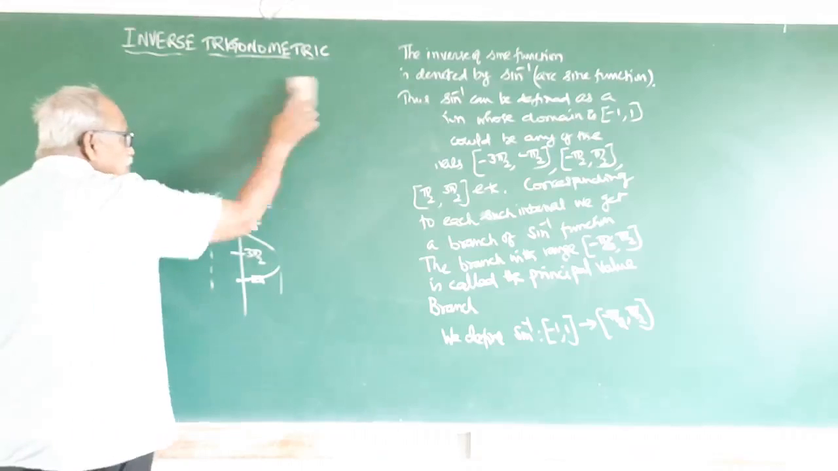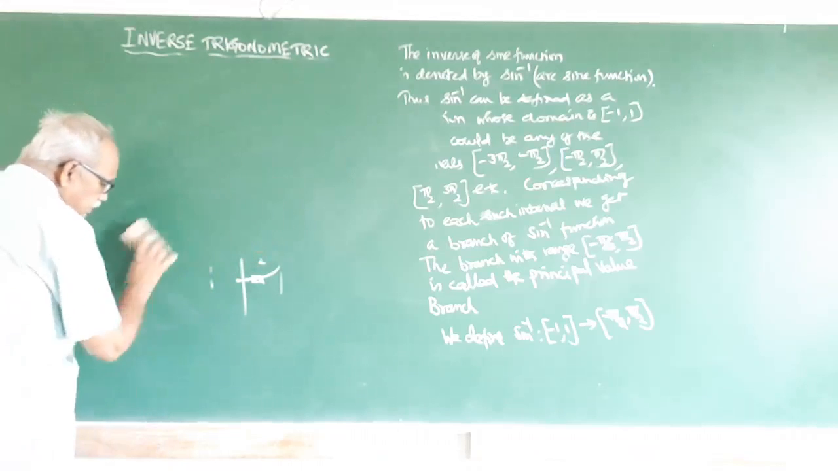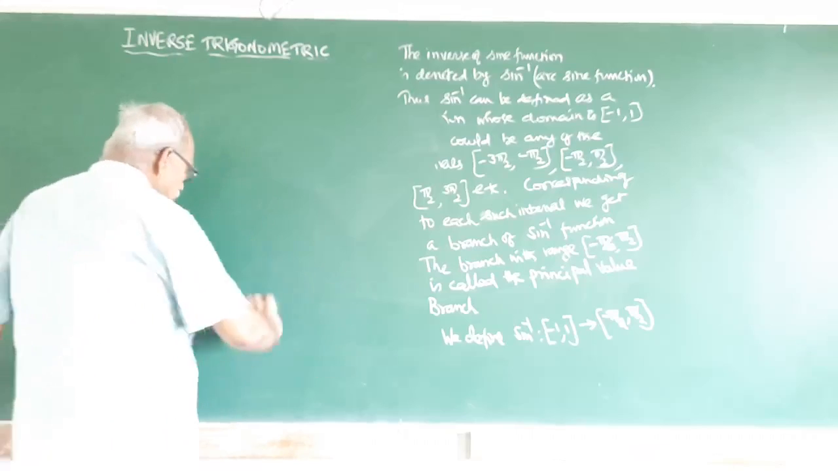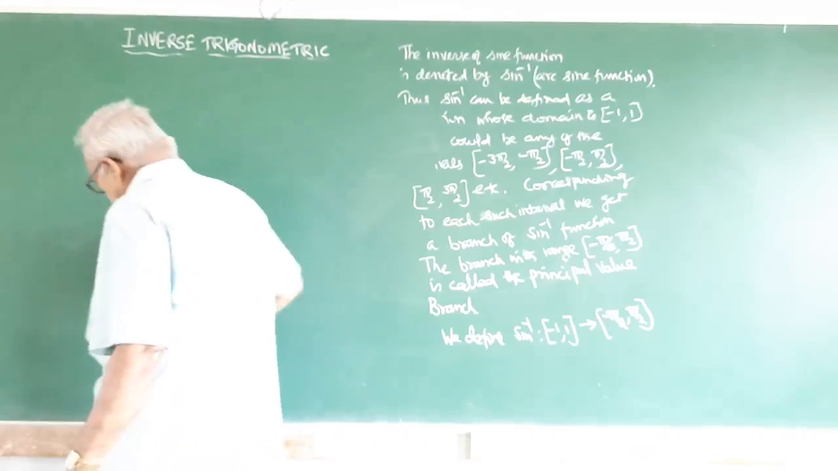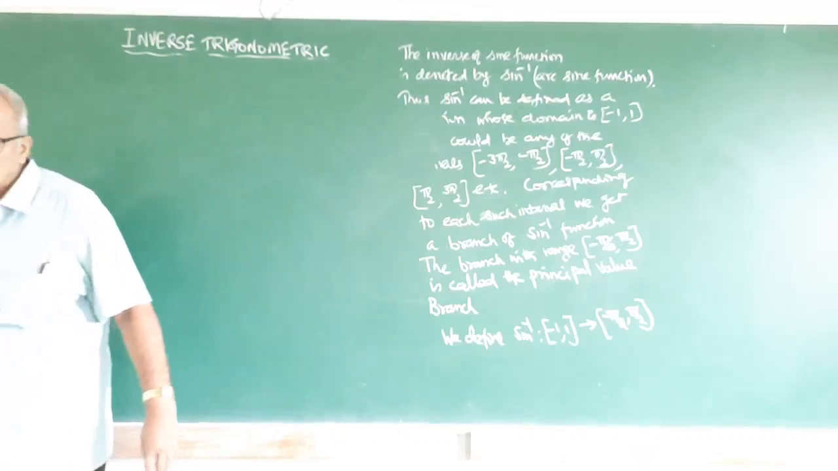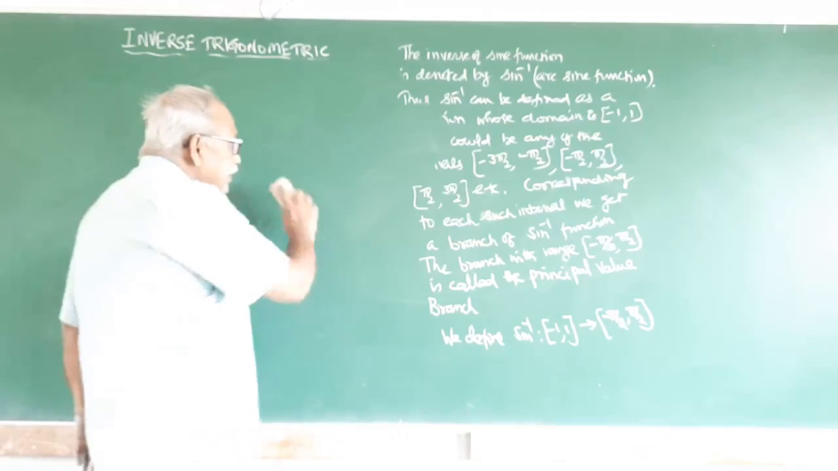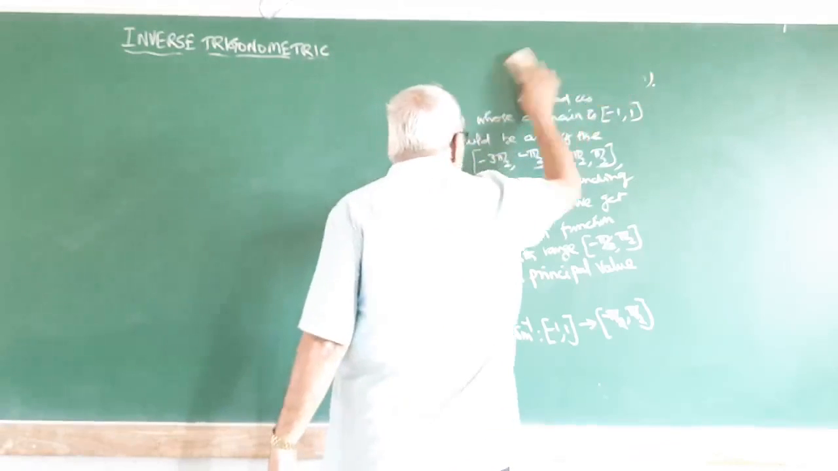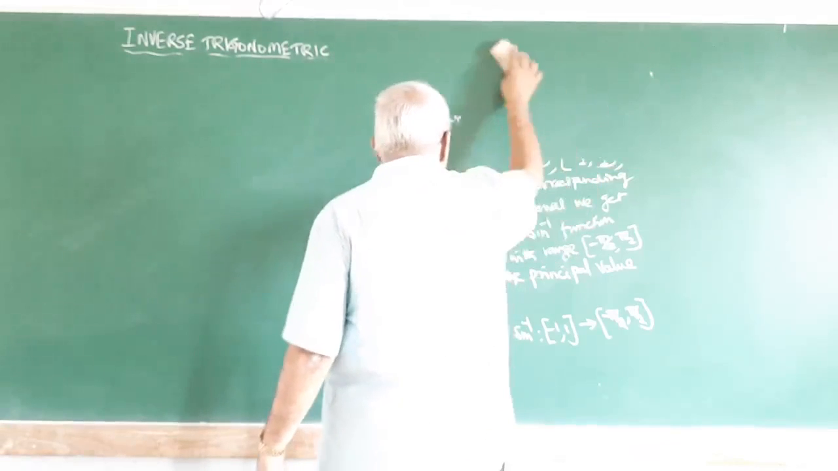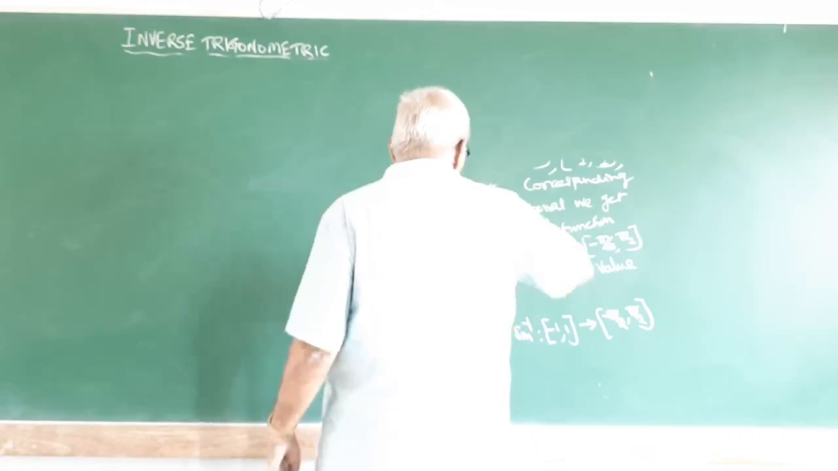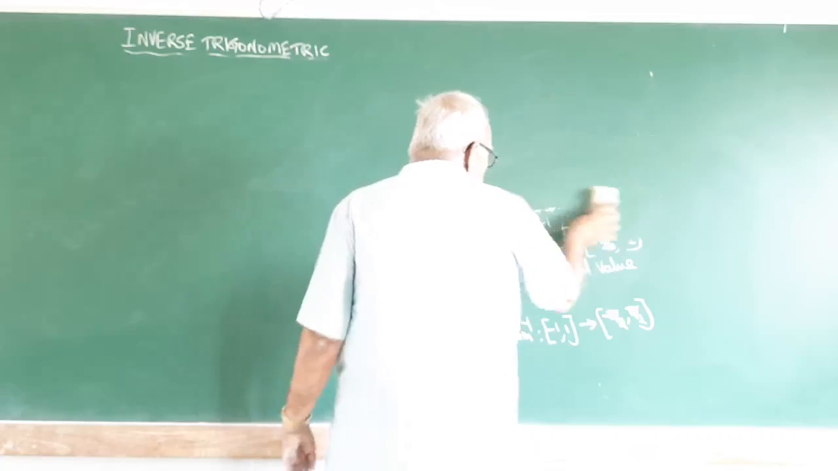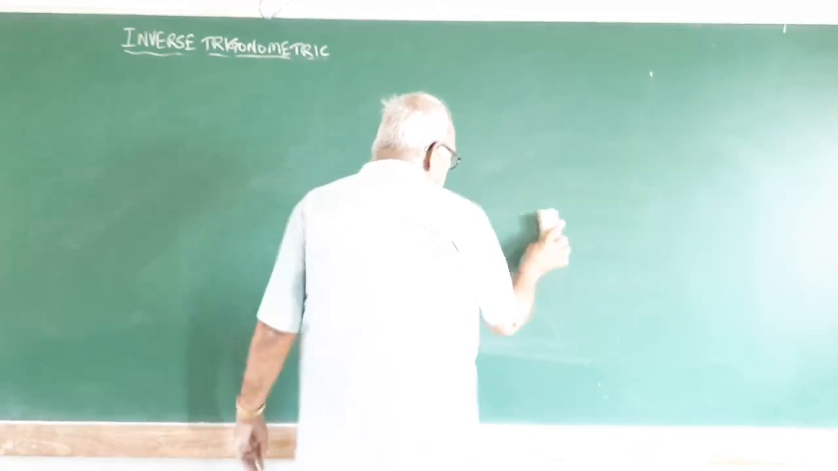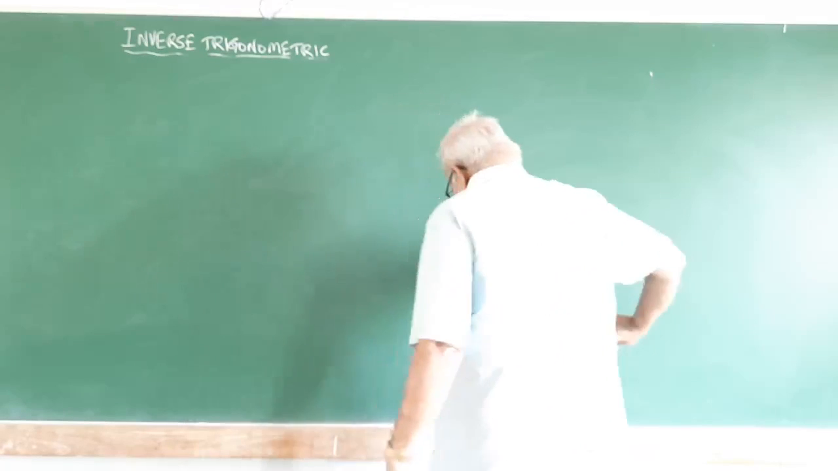Sine inverse function, we have completed that definition. You should remember what is the domain of the sine inverse function. It is minus 1 comma 1, and the range is minus pi by 2 comma pi by 2. In other intervals also sine function behaves as an inverse function, but that is not so important. Minus pi by 2 to pi by 2 is a very important one. That is the principal value branch.